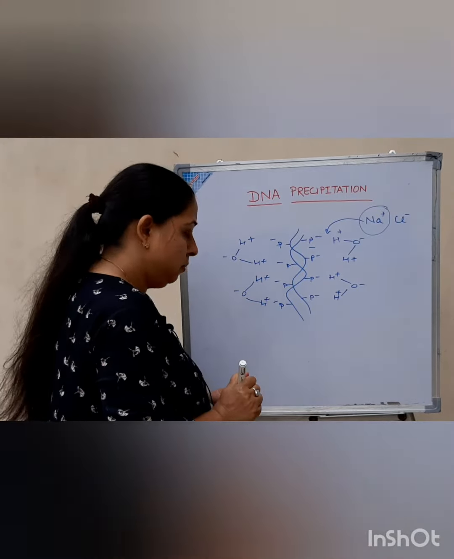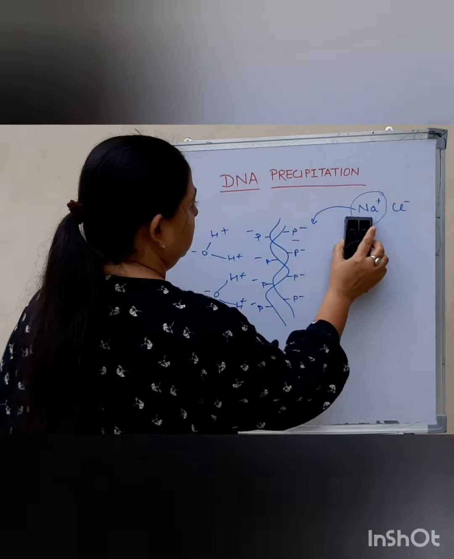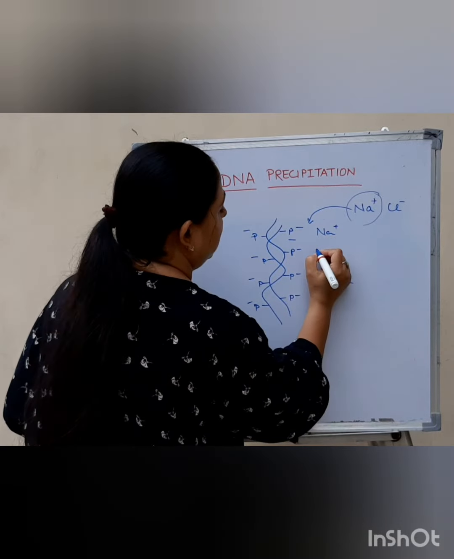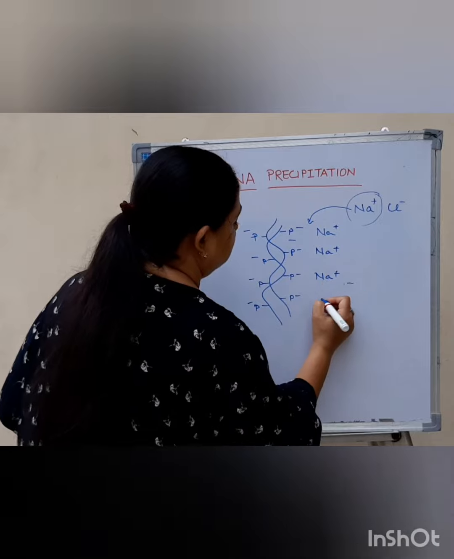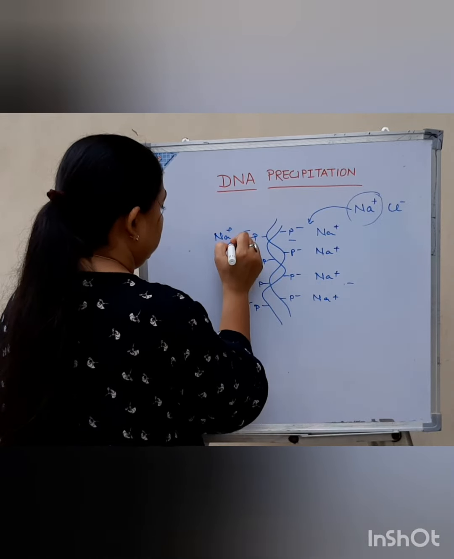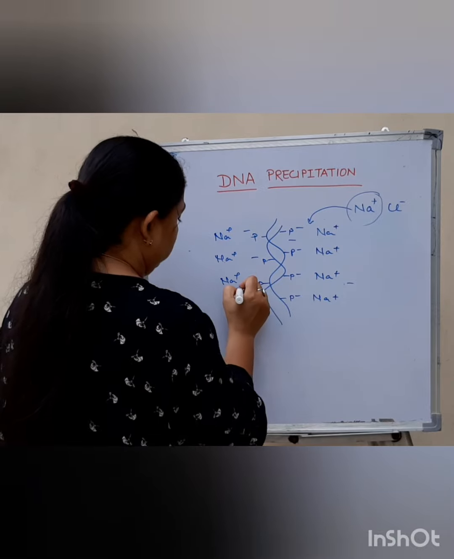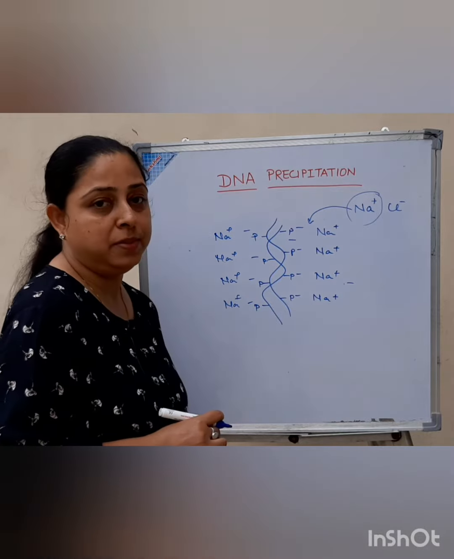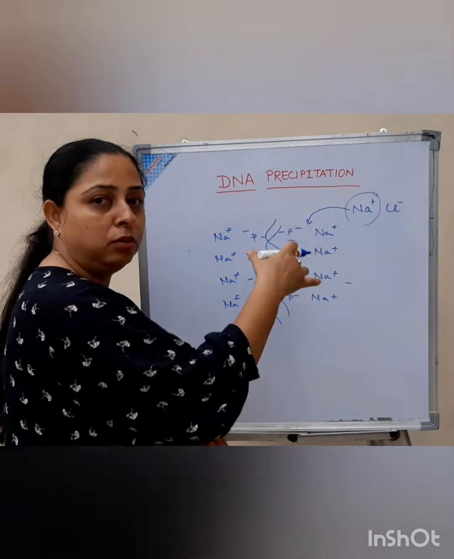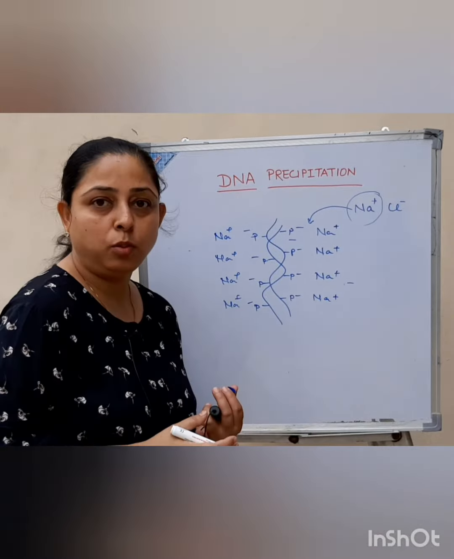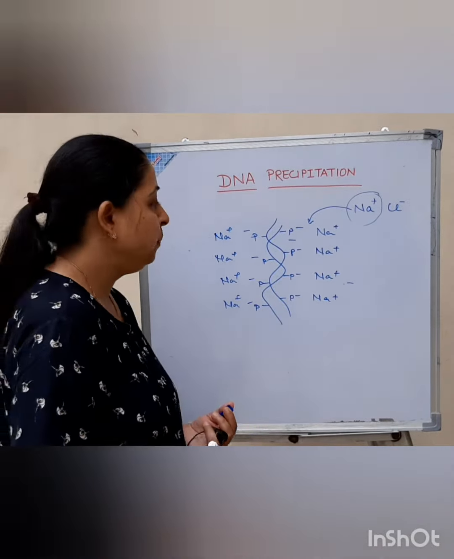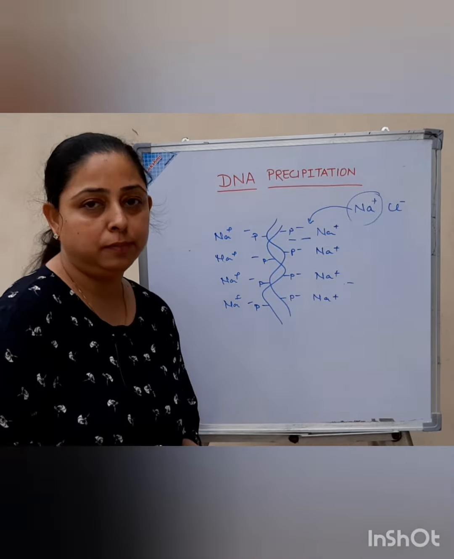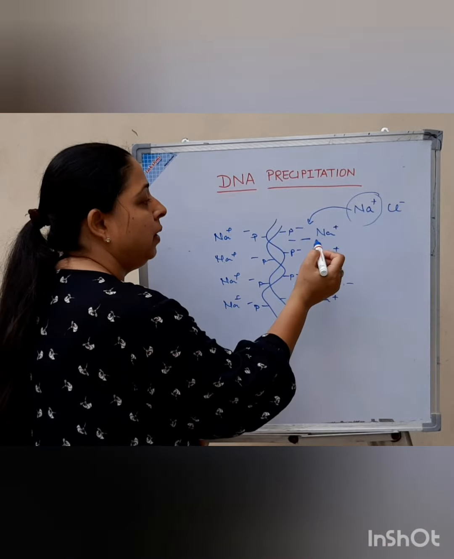So what happens? Now the sodium ion would form electrostatic bonds with the phosphate group of the DNA molecule, like this. So now what happens when you add sodium chloride or sodium salt into the aqueous solution? Aqueous means water is there, water is the solvent here. So what happens in the water? The bond between phosphate and sodium ion is weaker.